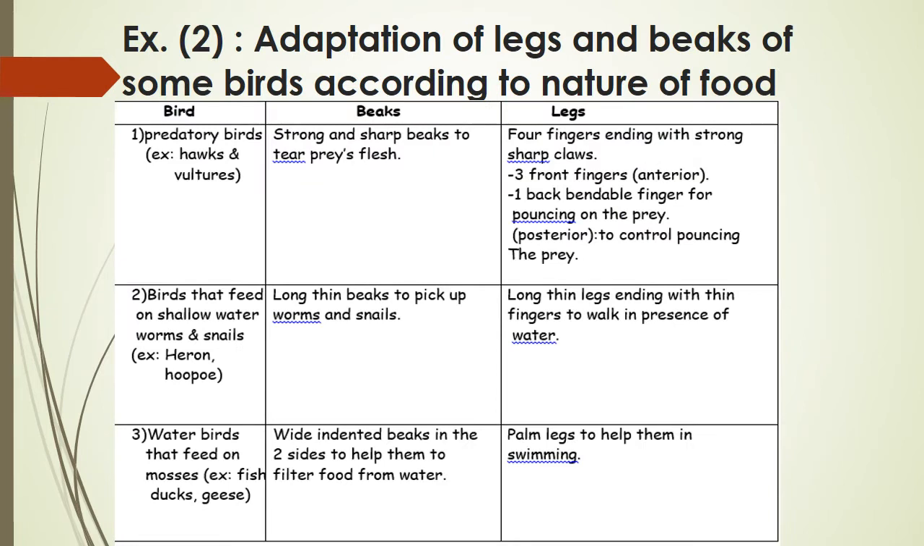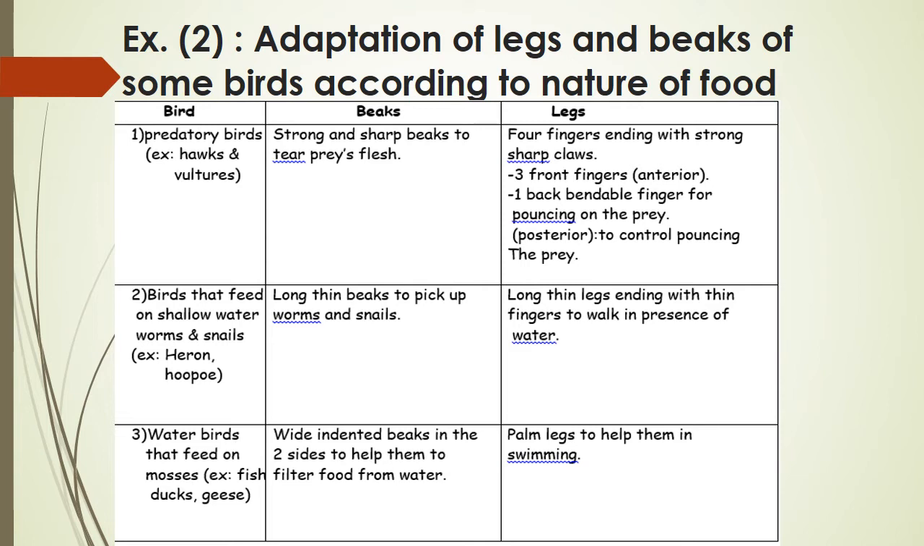Example number 2, adaptation of legs and beaks of some birds according to nature of food. We have predatory birds like hawks and vultures. They have strong and sharp beaks to tear the prey's flesh. Their legs have 4 fingers ending with strong sharp claws, the 3 front fingers anterior and 1 back bendable finger to pounce on the prey. Okay, and the posterior finger to control pouncing on the prey.